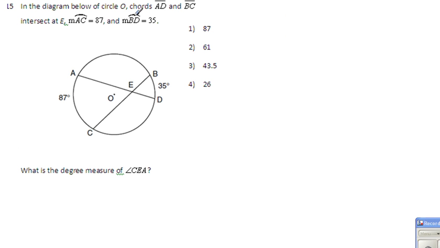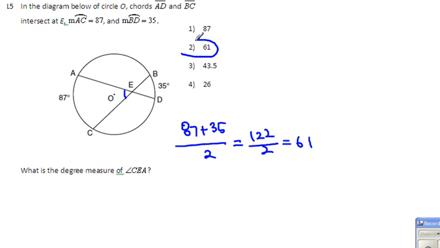Alright, the next question. Here we have two chords meeting inside of the circle. Now, how do we find CEA? Which means this portion of the angle. The way which we have to do it is simply adding those two and divide by 2, then we end up getting 87 plus 35, divide by 2. Now then here we have 87 plus 35 becomes 122 divided by 2, which is 61.